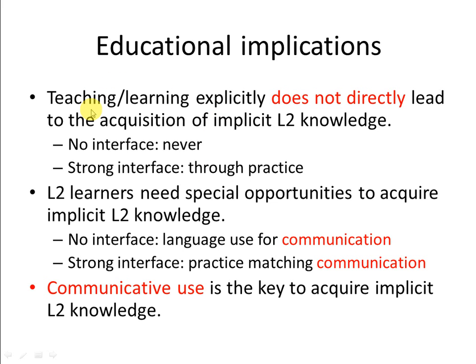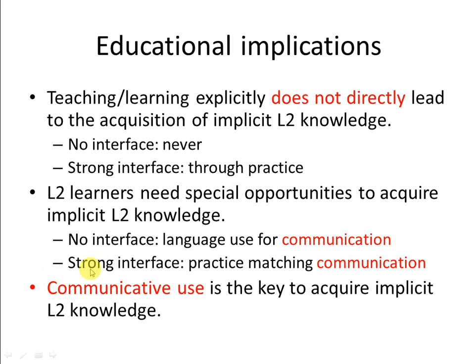So it's not enough to teach or learn explicitly. We have to practice using our explicit second language knowledge. So in this sense, the strong interface position also says teaching or learning explicitly does not directly lead to the acquisition of implicit second language knowledge. We need practice. And also, these two positions share the view that communication is important. So second language learners need special opportunities to acquire implicit second language knowledge. So the no interface position says we can acquire implicit second language knowledge only through using our second language for communication. So if we use our second language for communication, we can acquire implicit second language knowledge.